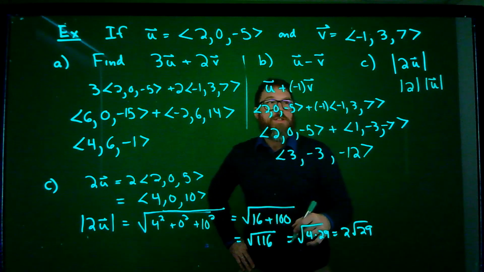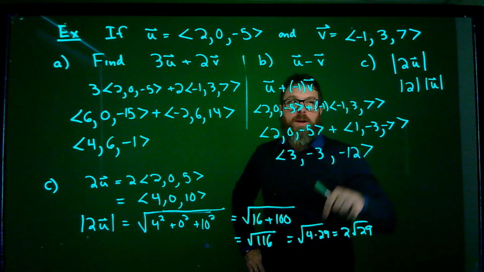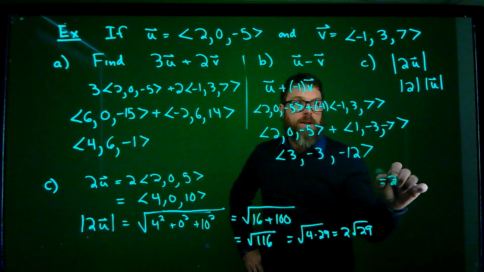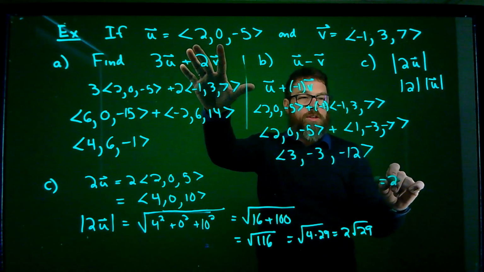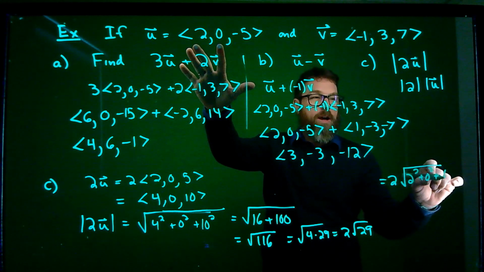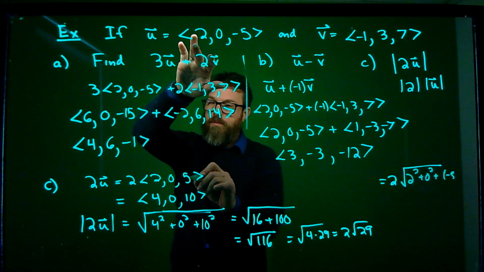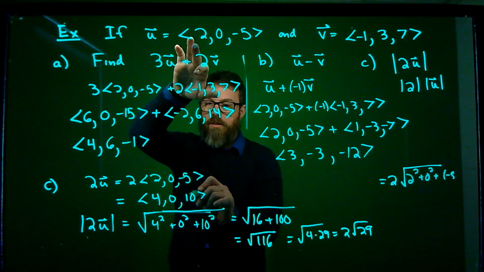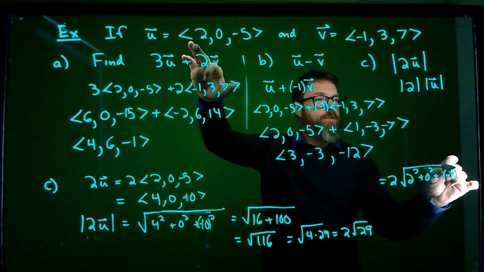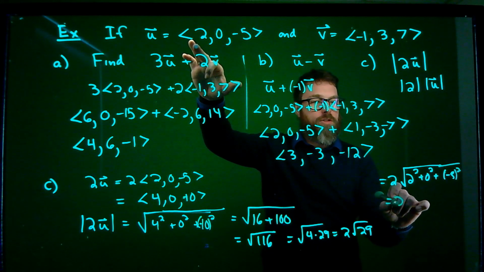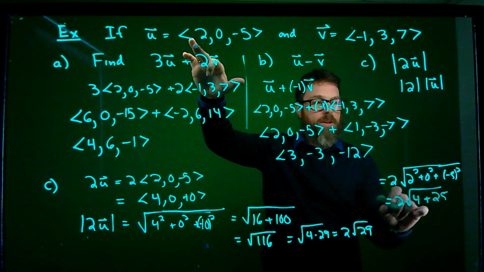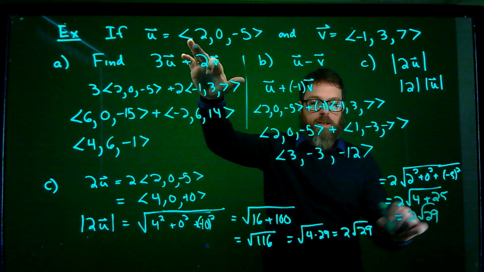Let's go ahead and test this property here. The absolute value of 2 is going to be 2. And then the magnitude of the initial vector is going to be the square root of 2 squared plus 0 squared plus minus 5 squared. Oh my gosh, I will try not to make so many mistakes, but it doesn't matter, it's still 100. Minus 5 squared. So this is going to be 2 times the square root of 4 plus 25, which is actually 2 root 29, which is the same thing.